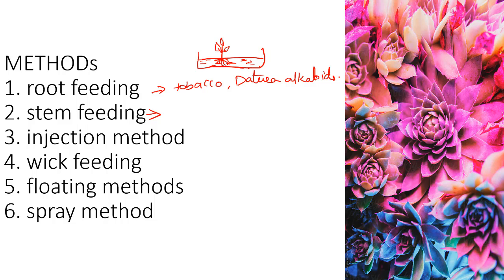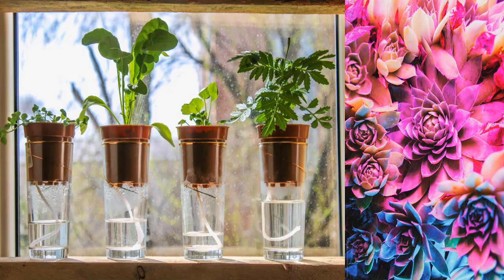And the last one is wick feeding. If you see this diagram here, we will be attaching one wick. A wick is nothing but a cotton thread. So we will attach this wick to the pots.